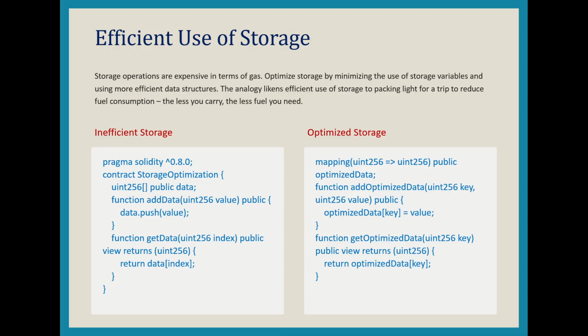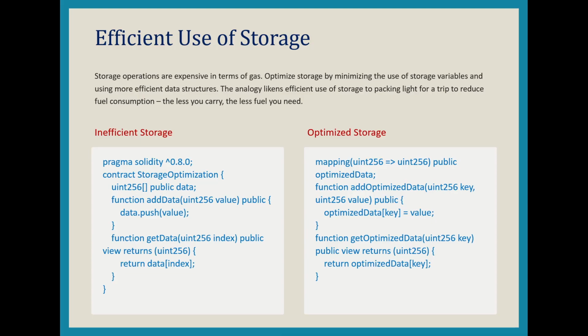Storage operations are expensive in terms of gas. We should optimize storage by minimizing the use of storage variables and using more efficient data structures. This analogy likens efficient use of storage to packing light for a trip to reduce fuel consumption. The less you carry, the less fuel you need, right? We've all gone on trips. You would have seen if you carry less luggage, you would require less fuel and you can save more fuel. So, similarly, that's how this works in blockchain.